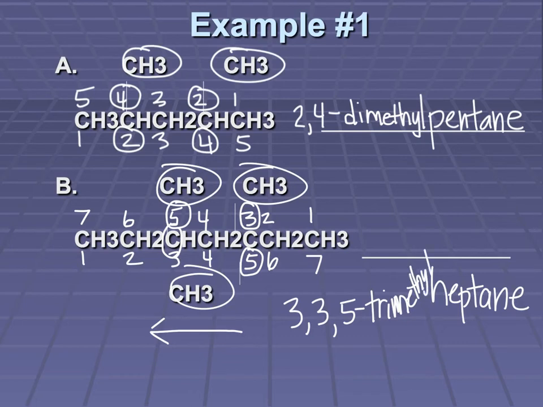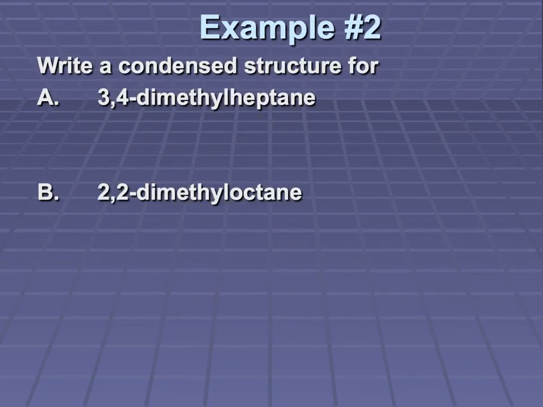Okay, so 3,3,5-trimethyl heptane. Now we are going to draw structures. I think it's a lot easier to draw structures than it is to name them. And for these examples, they want you to do what is called a condensed structure. So let's do part A together.